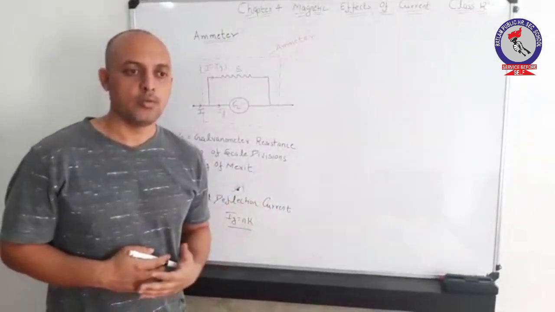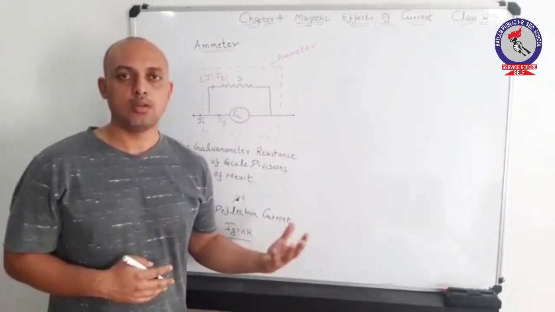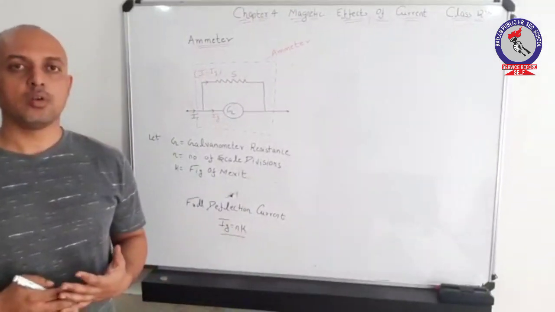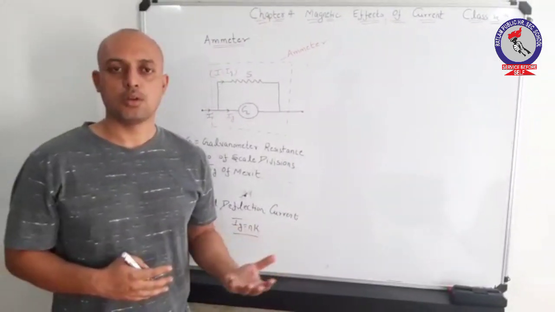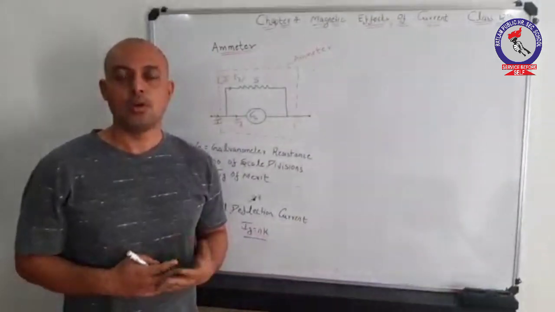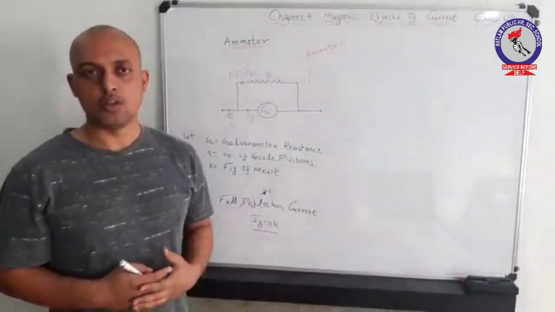The basic working of an ammeter is that it is simply a low resistance galvanometer which is used for measuring current in the circuits. It basically measures current in amperes. Ammeter is normally connected in series.